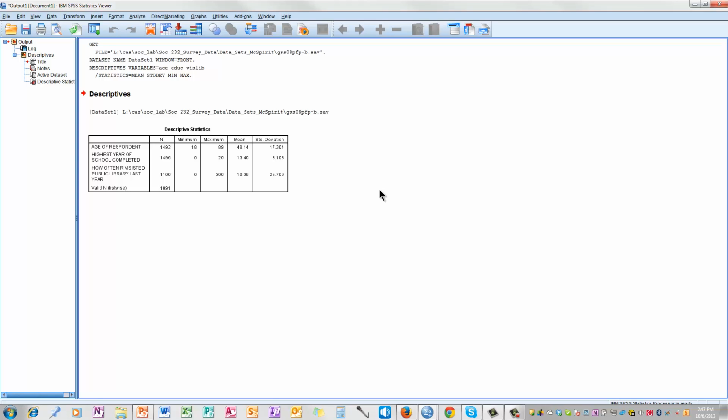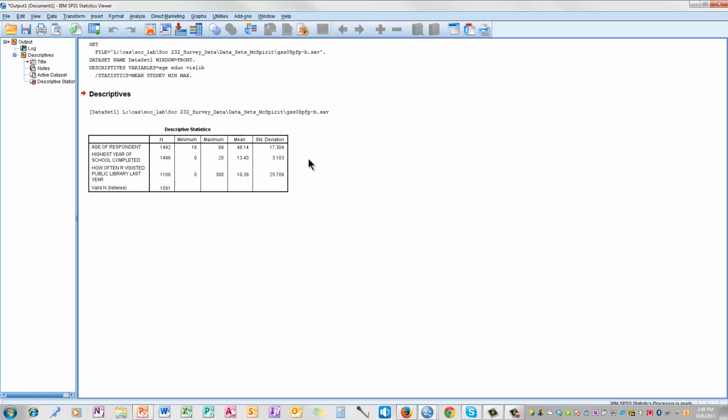That means that most people were plus or minus 17 years around that average of 48. Most people who responded to the survey were somewhere between 31, that's 48 minus 17, and let's see here, 66, or 65. And then in terms of the highest year of school completed, years of formal schooling range from 0 to 20, with the average being a little bit more than a high school degree, and most people reporting plus or minus 3 years around that 13 years.